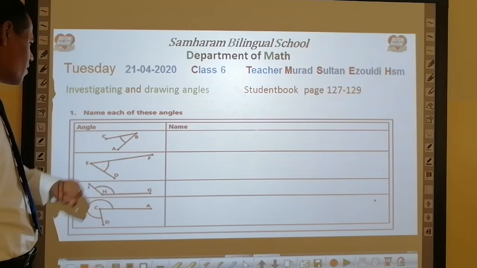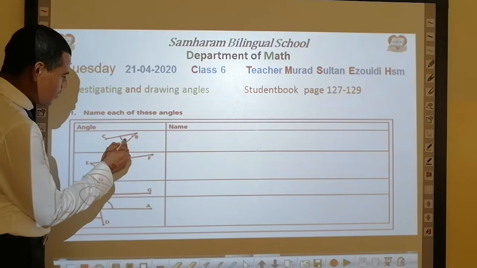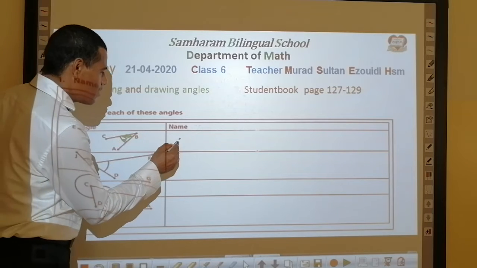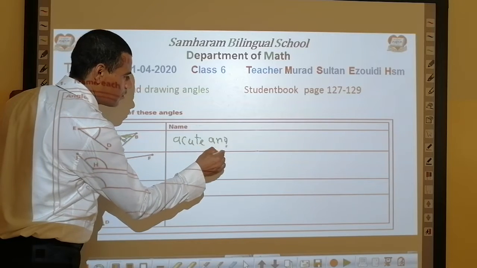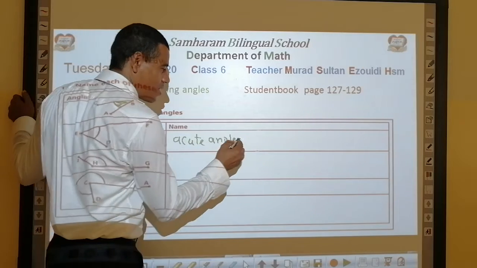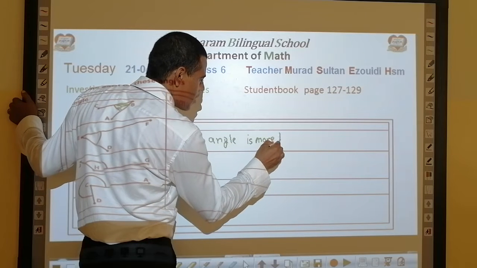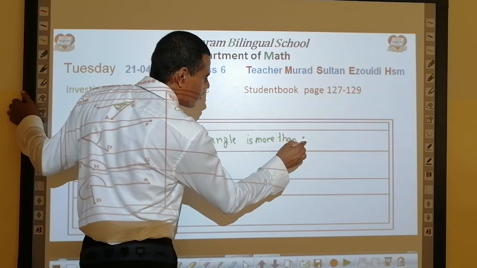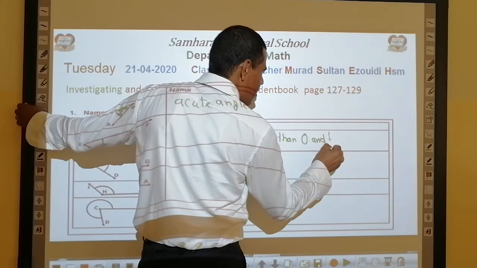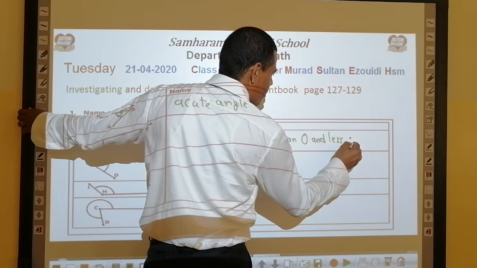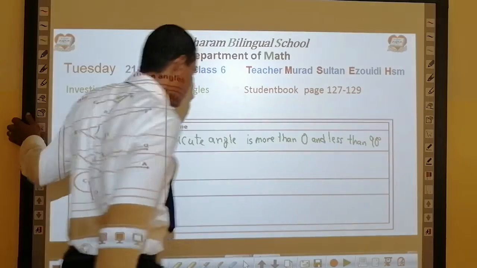Okay. The next. Now we have an exercise. Name each of these angles. This angle, my kids, is what? It is an acute angle. Yes, it is more than 0 and less than 90 degrees.